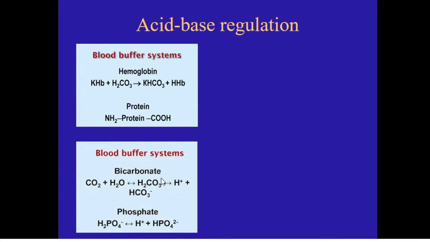We already told how it works. And last but not least, the phosphate buffer, which for blood is not so important, but for example in tissues and in kidney, this system is working with the biggest strength.